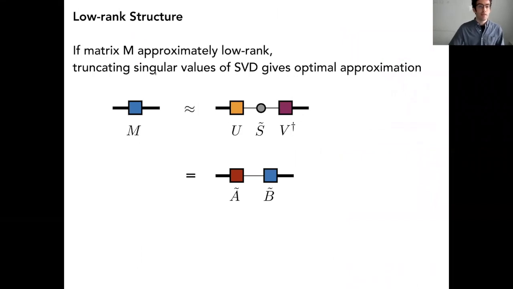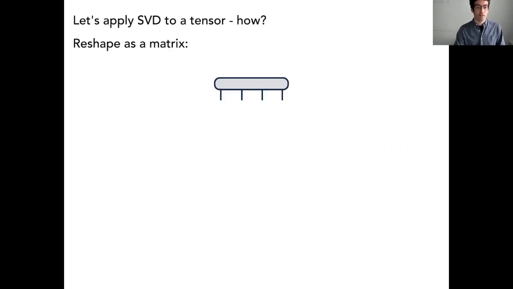So if this is a bit circular, but if M is approximately low rank, then truncating singular values of the SVD gives an optimal approximation, optimal under various norms. There's more than one different norm under which this is an optimal compression of this matrix. So that's the idea of low rank, through the SVD.